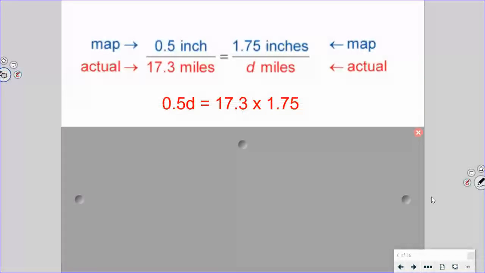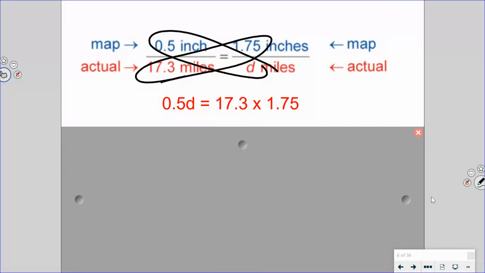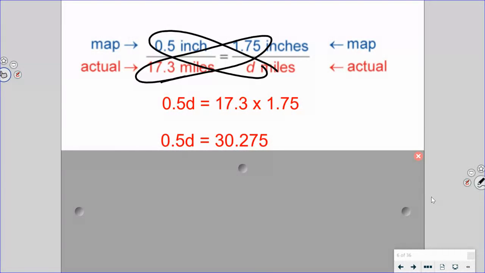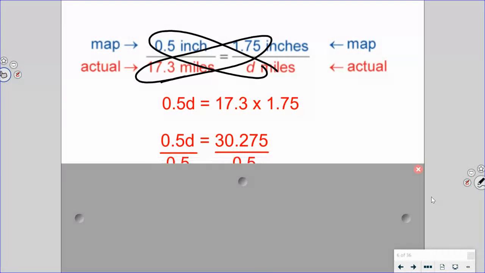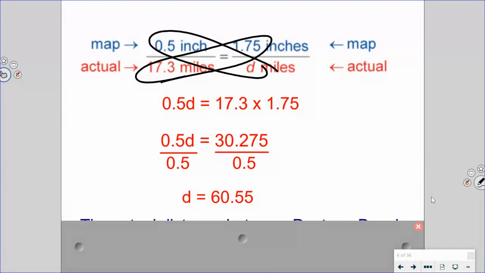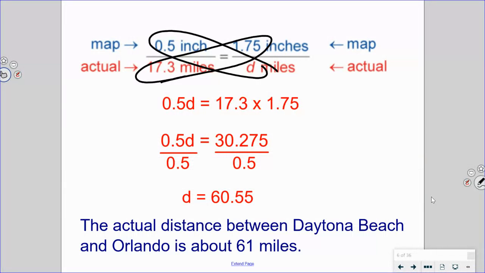We're going to use our cross products that are available to us to create an equivalent relationship. 5/10 times d, or 5/10 d, is the same as 17 3/10 times 1 3/4. Now, naturally, that's about 30. But we don't want to know what half of that d is, so we're going to go ahead and divide both sides by 5/10. And we will then find that the distance in real life is approximately 61 miles apart.